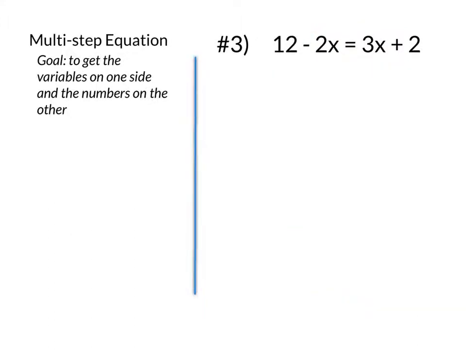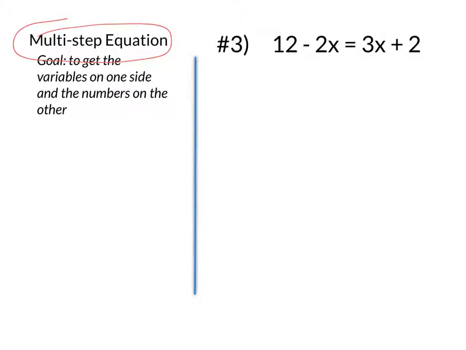As we move towards number 3, many of you are looking at this problem and thinking, what the heck do I do? Simply, the first thing that we need to do is just identify what problem this is, or what type of equation this is. We know that just by looking at this, there are 2 variables on each side, and there are 2 regular numbers on each side. With this being said, we know that this is a multi-step equation.